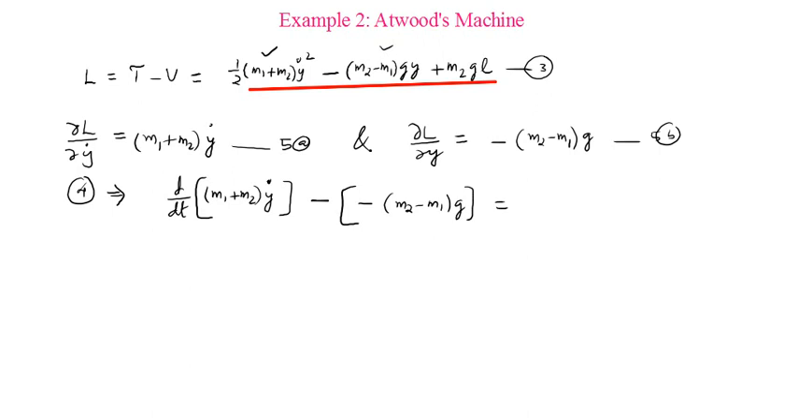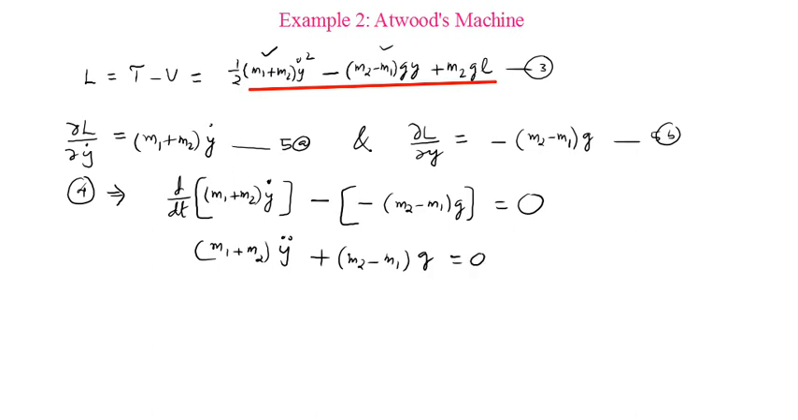This is the thing. Now it's quite easy. m1 and m2 are constants. So it will be d by dt of y dot. D by dt of y dot is what? Y double dot. So this is m1 plus m2 taken as constants outside, then into y double dot. Minus and minus will become what? Plus, right? So it is plus m2 minus m1 g is equal to 0.